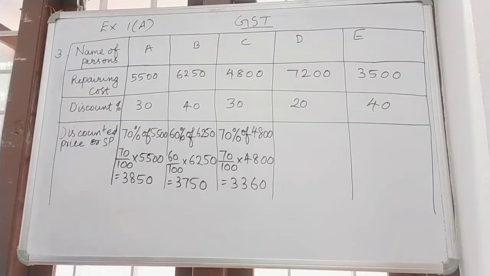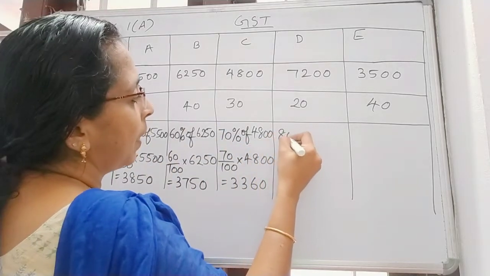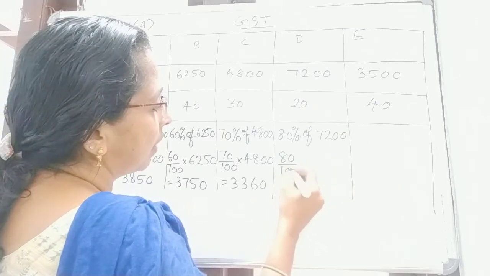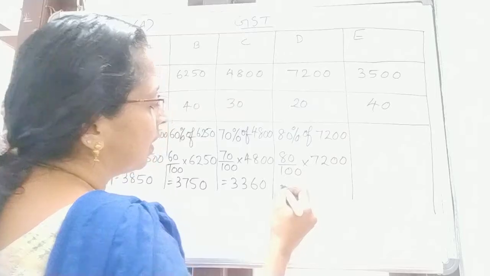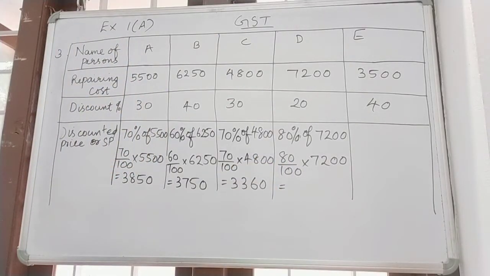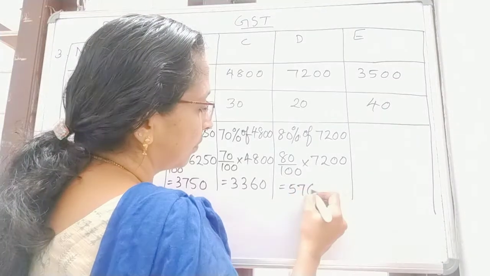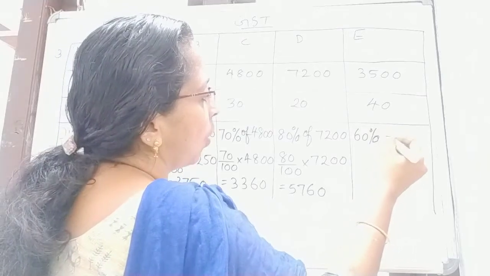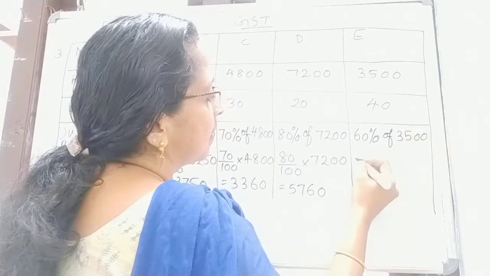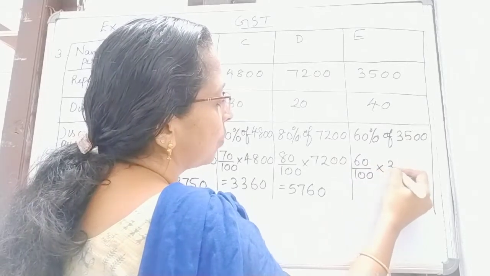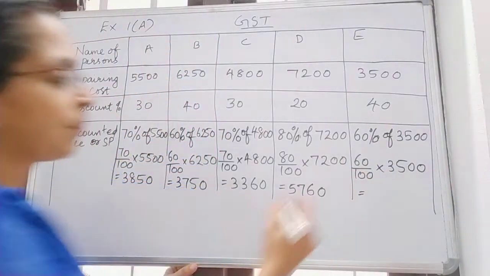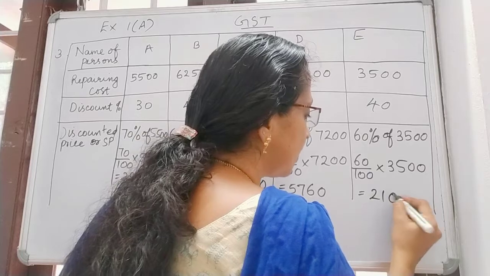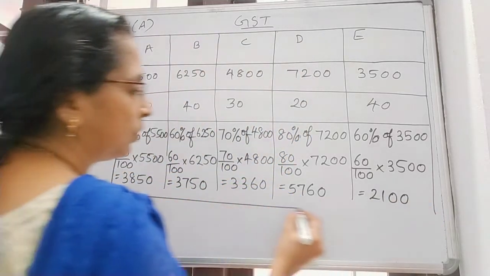Next is 20%. So 20% means we have to pay 80% of 7,200. That is 80 by 100 into 7,200, which is equal to 5760. Next is 40%. So we have to pay 60% of 3,500. That is 60 by 100 into 3,500. So 60 by 100 into 3,500 is 2100. So up to this completed.